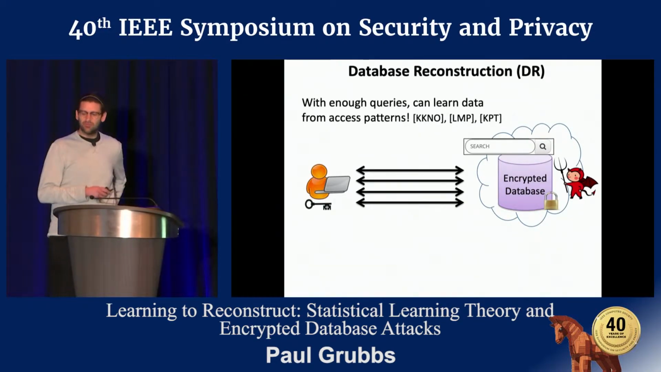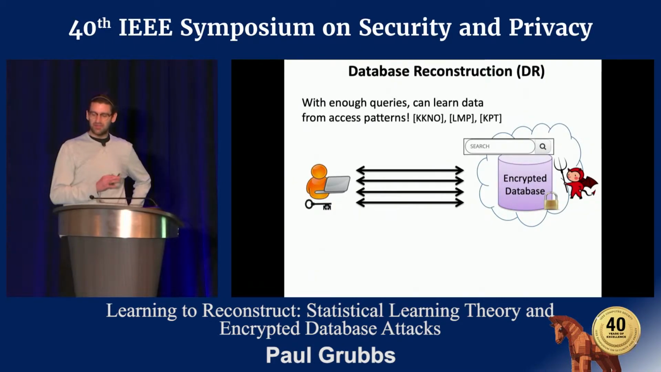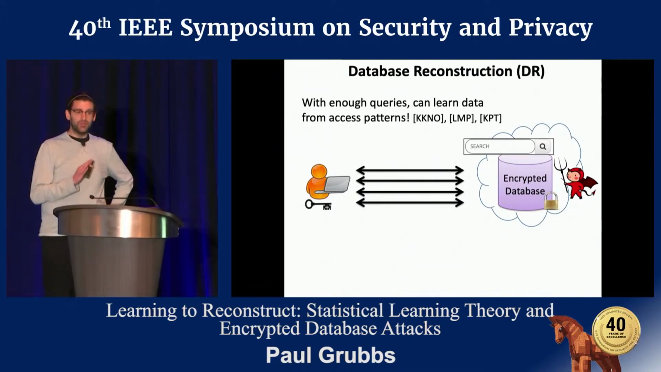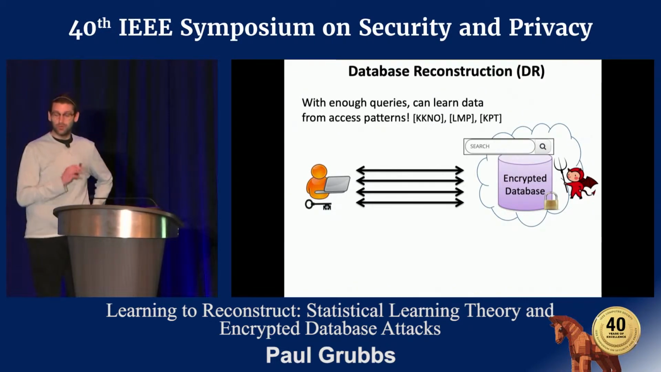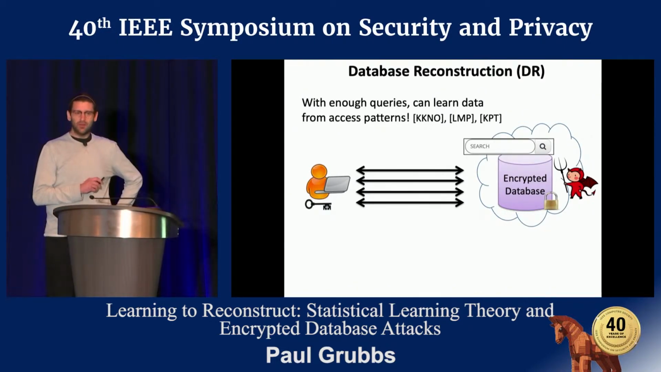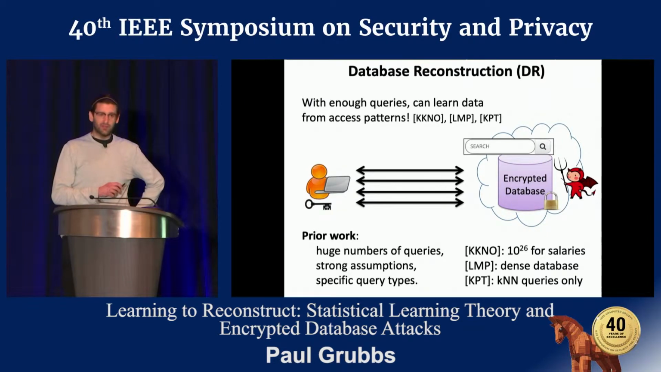Surprisingly, recent work by Kellaris et al., Lacharité et al., and Kornaropoulos et al. earlier in this session has shown that in some settings, the access pattern leakage by itself is sufficient to reconstruct the data. This is called a database reconstruction attack, or DR for short. While very good and interesting work, this prior work has some shortcomings. It requires a lot of queries.